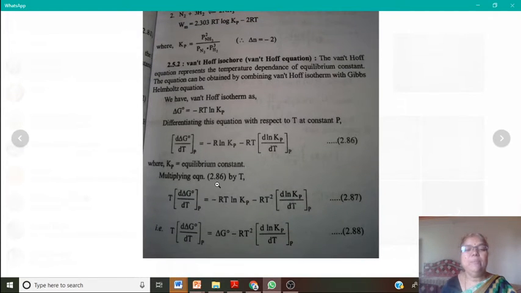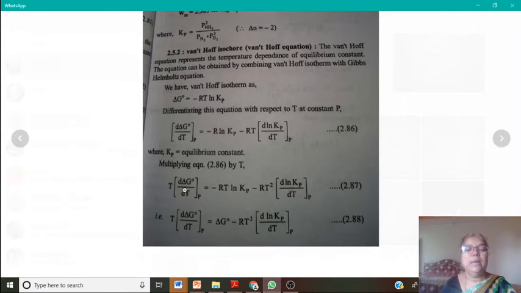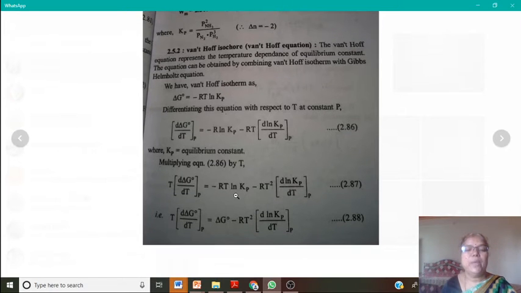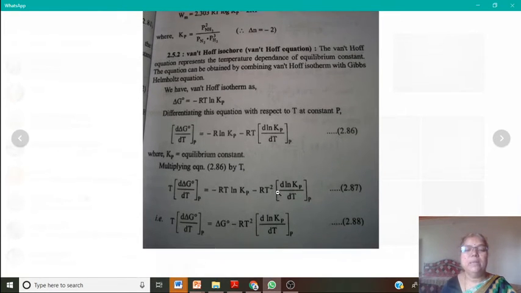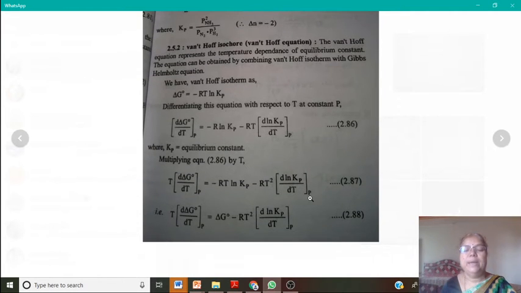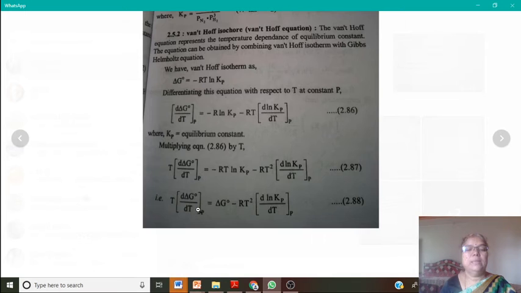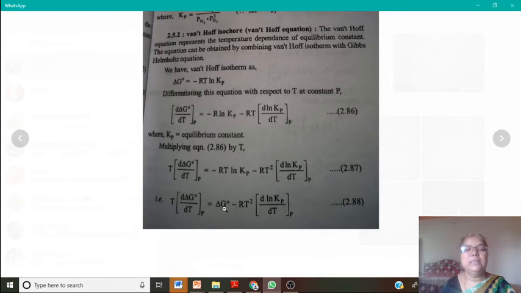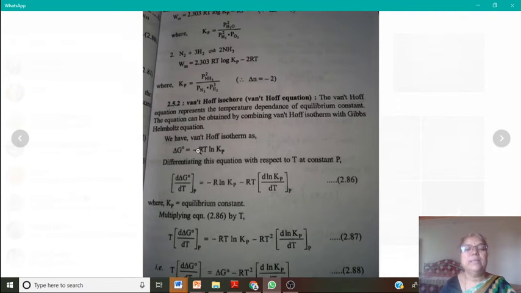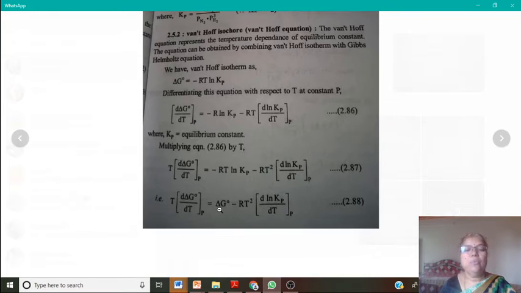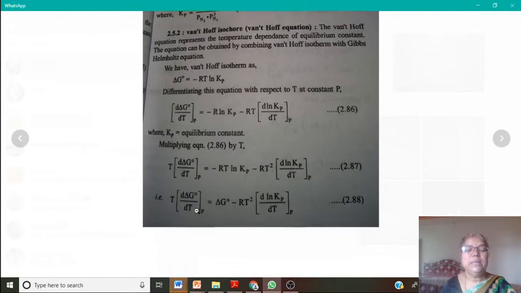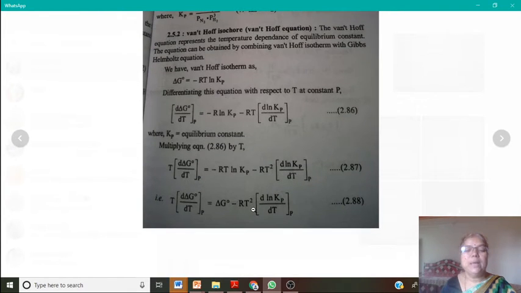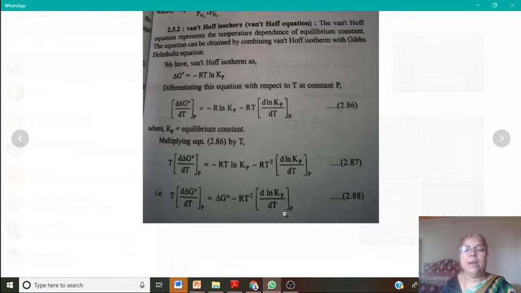Then multiplying the above equation by T, we get T into d of delta G by dT at constant P equal to minus RT ln Kp minus RT square d ln Kp by dT. And here this minus RT ln Kp is the delta G0 from the isotherm equation. Therefore, we have T into d of delta G0 by dT at constant P equal to delta G0 minus RT square into d ln Kp by dT.